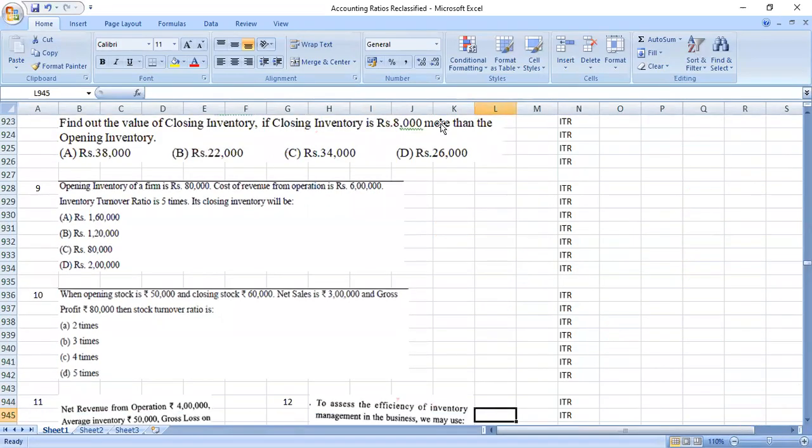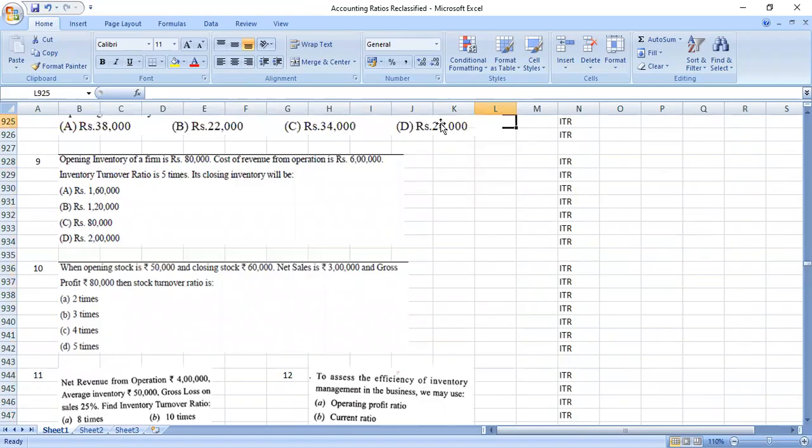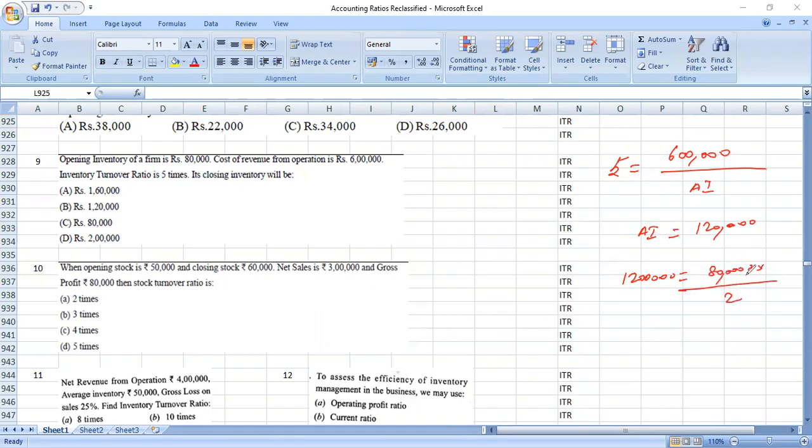Ninth question, opening inventory of a firm is 80,000. Cost of revenue from operation is 6 lakh. Inventory turnover ratio, closing inventory. Same kind of question, man. Inventory turnover ratio 5 is equal to 6 lakh, cost of revenue from operation, divided by average inventory. Average inventory is equal to 1,20,000. 1,20,000 is equal to opening stock plus closing stock divided by 2. 2,40,000 minus 80,000 gives 1,60,000. Already solved. Why did I do it again? I don't know. Okay. 10.